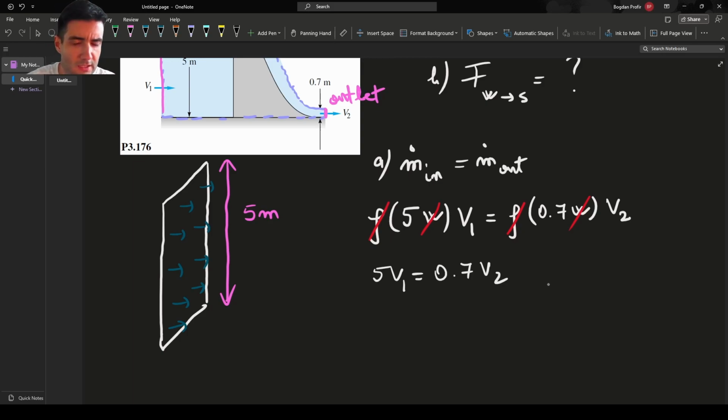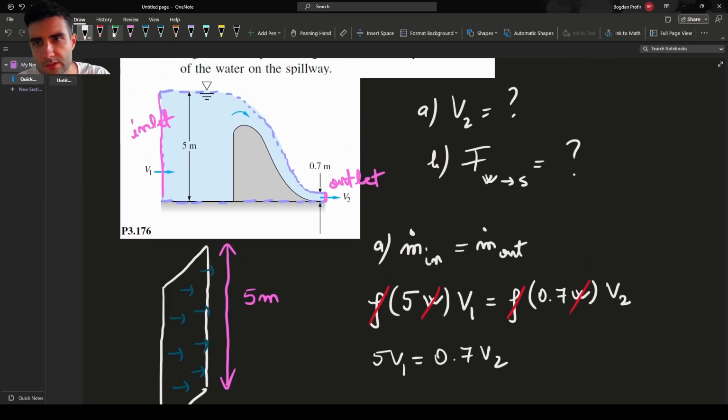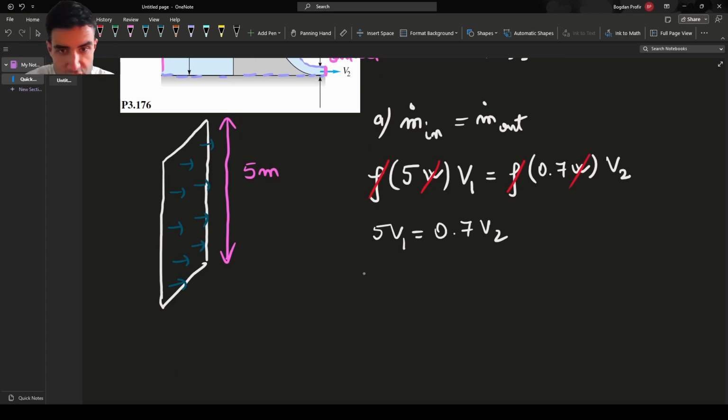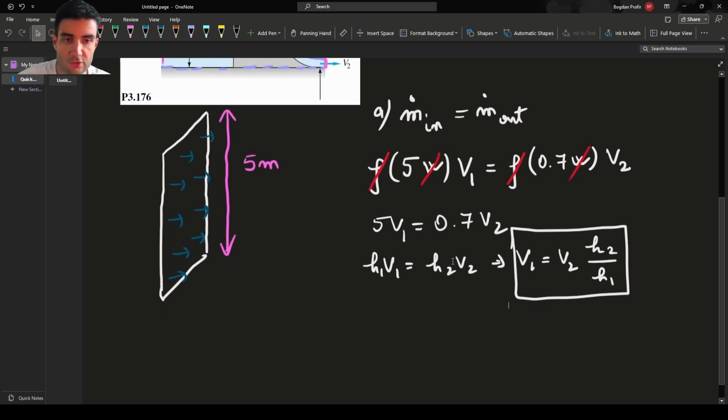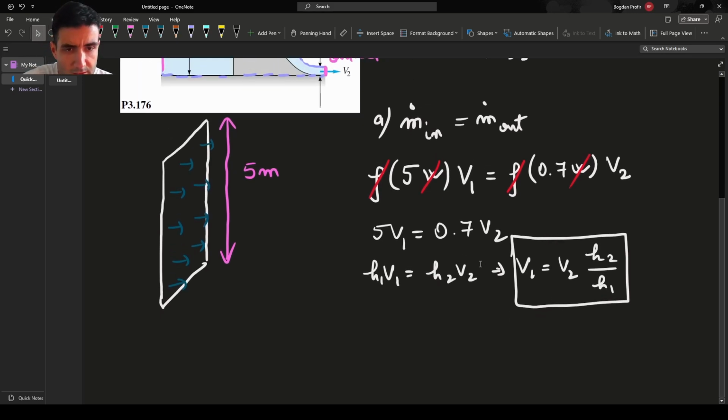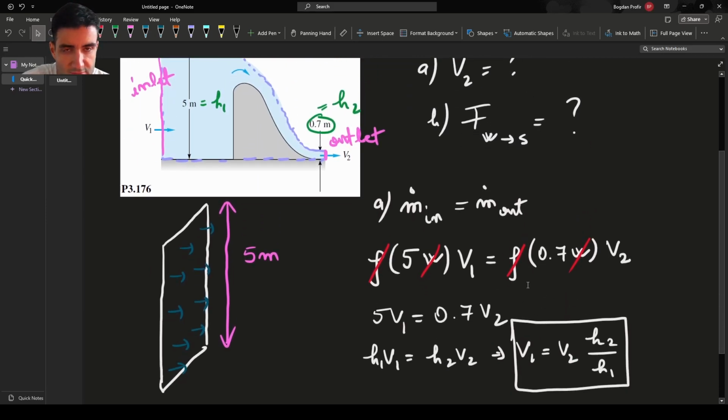And actually what I'm tempted to do is keep symbols for now. So this 5 that I wrote here is essentially my h1 and this 0.7 is my h2. So I'm going to keep them as h1 and h2. So h1 v1 is equal to h2 v2, which means that I can express v1 in terms of v2. So v1 is going to be v2 times h2 over h1, and that's it in terms of v1. We can't find v1 and v2 yet because we have two unknowns in one equation.